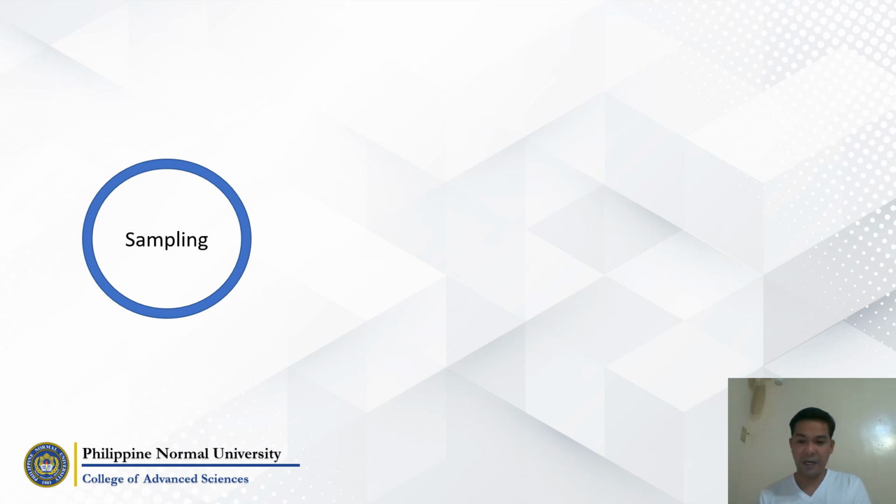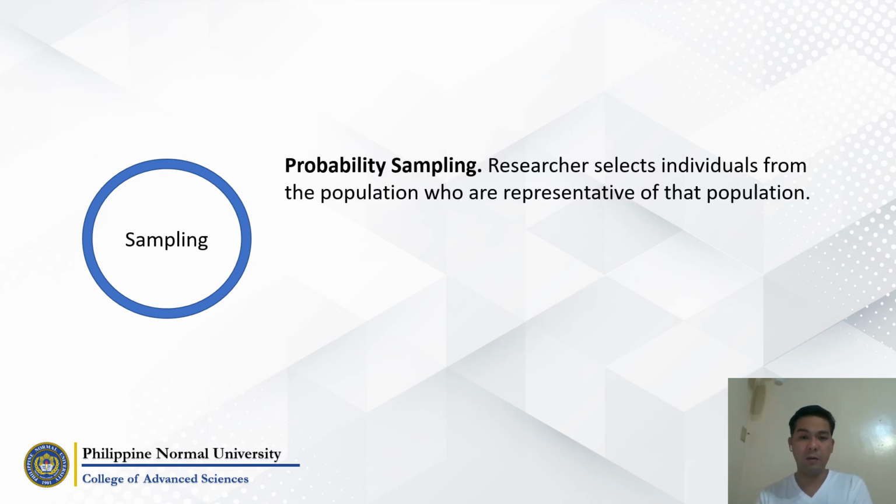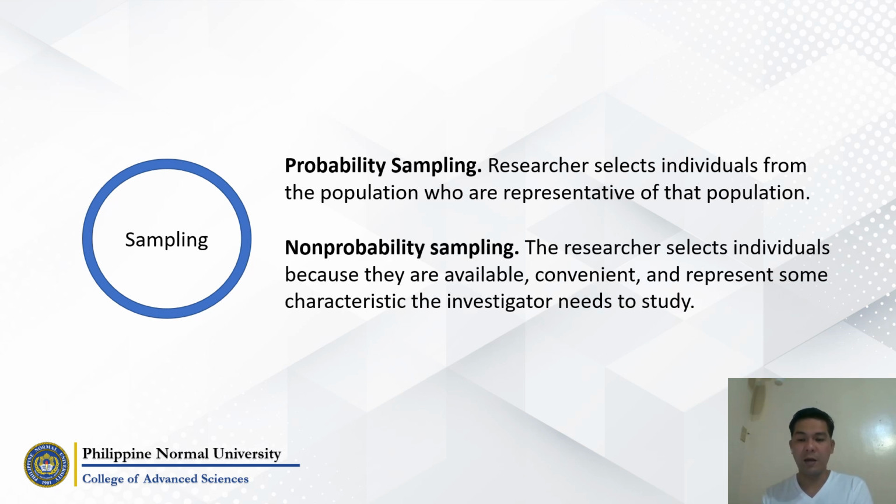So talking about sampling, again, this is just some sort of a review. There are two. We have probability sampling, wherein the researcher has an abundance of participants and can select individuals from the population who are representative of that population. On the other hand, when respondents are scarce, then we can employ non-probability sampling, wherein the researcher selects individuals because they are available, convenient, and represent some characteristics that the investigator needs to study.